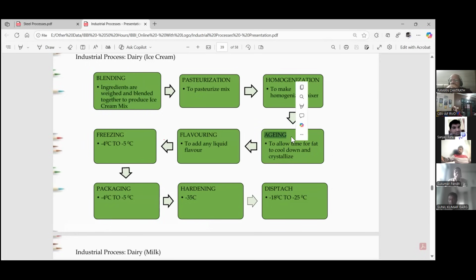Then aging. Aging means we keep the product as it is for some time, so time is allowed for the fat to cool down and crystallize. After that, we add the required flavor and do freezing, at -4 to -5 degrees. And we do the packing. After packing, it goes for the hardening process, where it is taken down to -35 degrees Celsius, and then goes for dispatch.